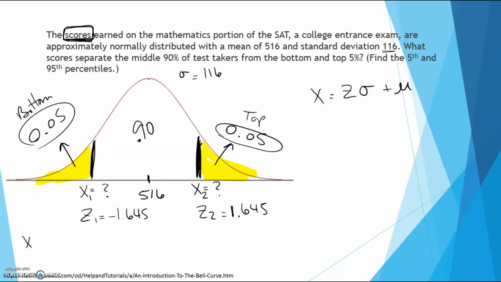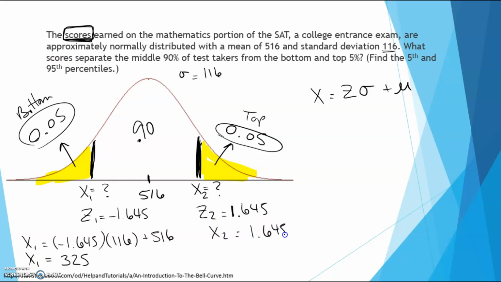So for x sub 1, I've got negative 1.645 times 1/16 plus 5/16, which is the same thing as 325. And we'll do the same thing for x sub 2. Now it's 1.645 for my z-score, 1/16 for my standard deviation, and 5/16 for my mean. So x sub 2 should come out to be 707.